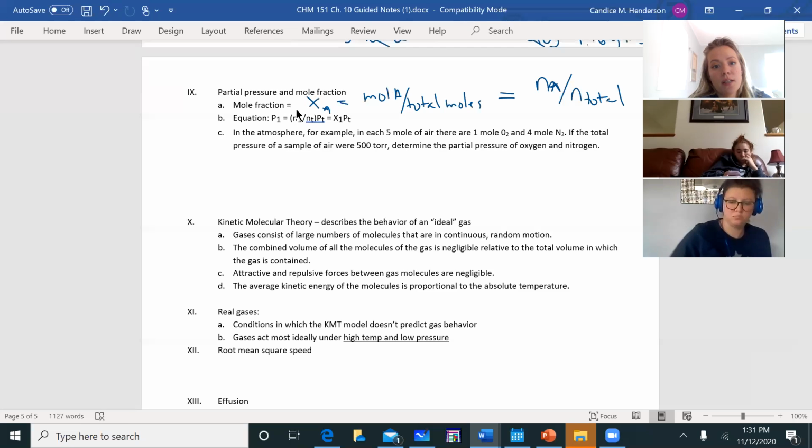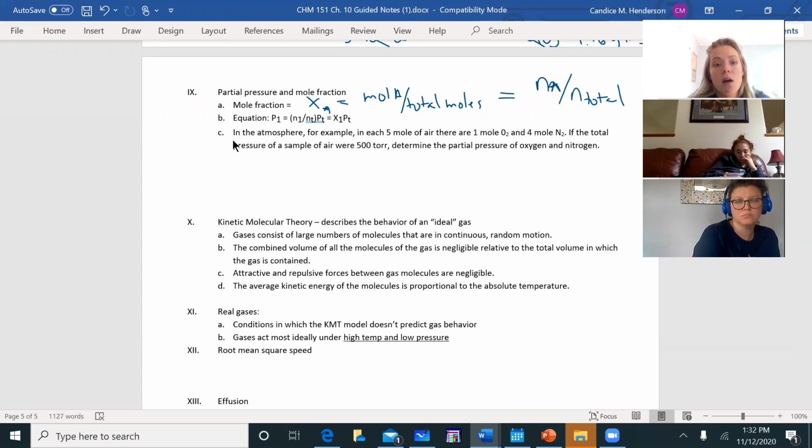Because moles are directly related to pressure, we can also use this equation here that tells us that the partial pressure is equal to the mole fraction, the N1 over the NT, times the total pressure. So if I know my mole fraction, let's say it's 1 to 5, and I know my total pressure, I can figure out the partial pressure.